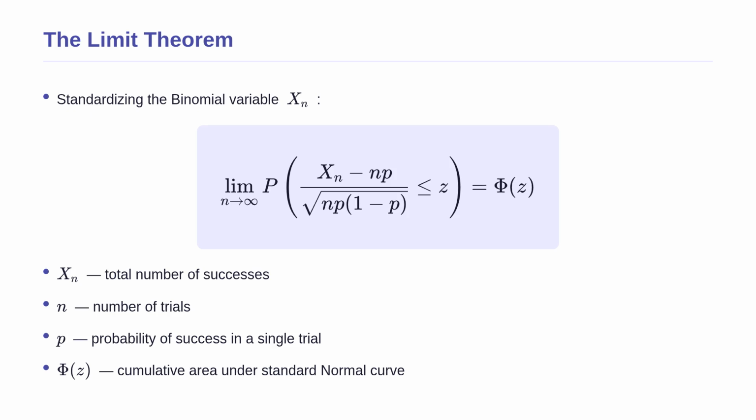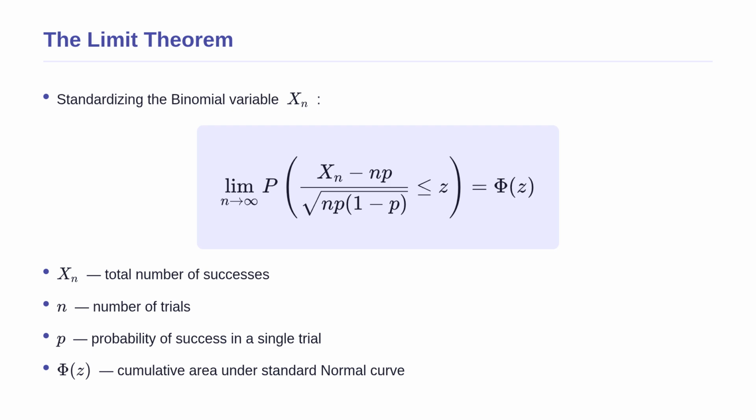Now that we understand the goal, let us look at the mathematical engine behind it. This formula represents the formal conclusion of the De-Moivre Laplace theorem. Conceptually, it tells us that if we take our total number of successes, subtract the expected average, and divide by the standard spread, the result behaves exactly like a standard normal curve as the number of trials approaches infinity.